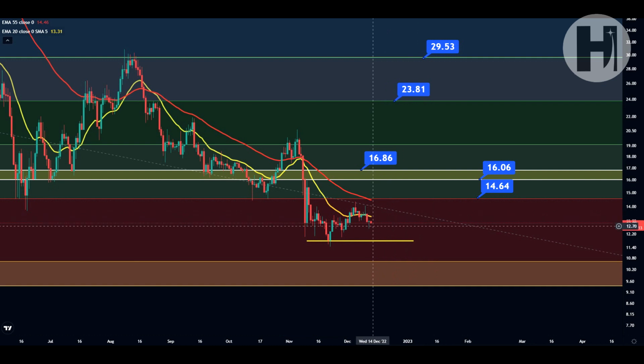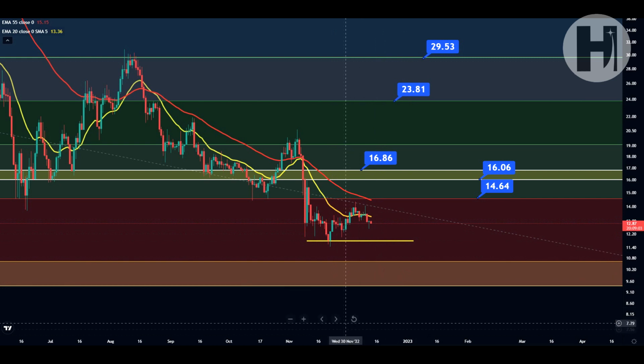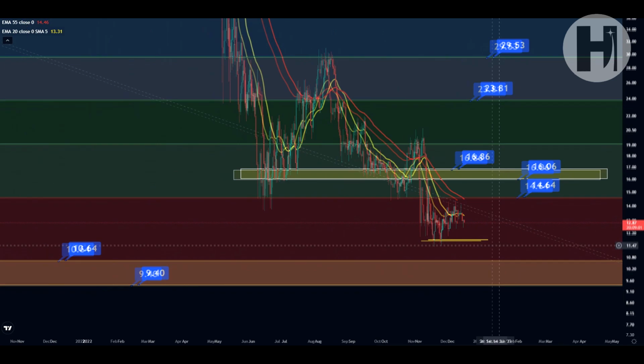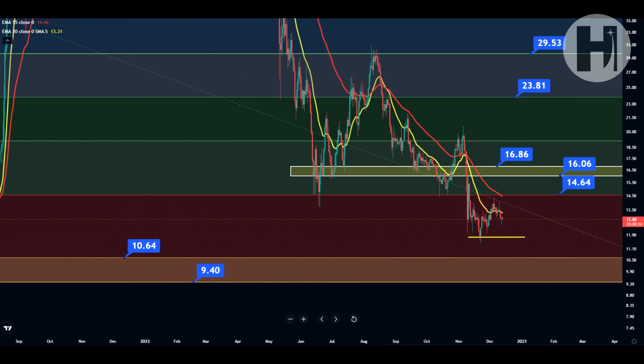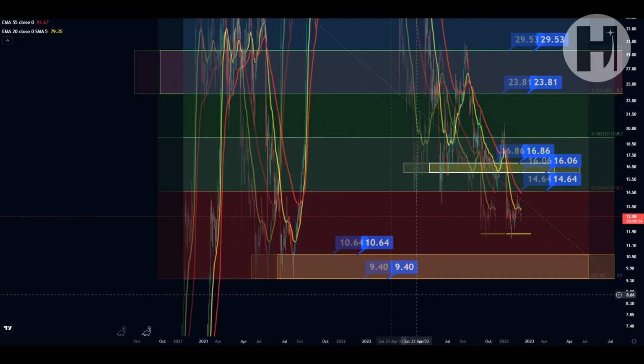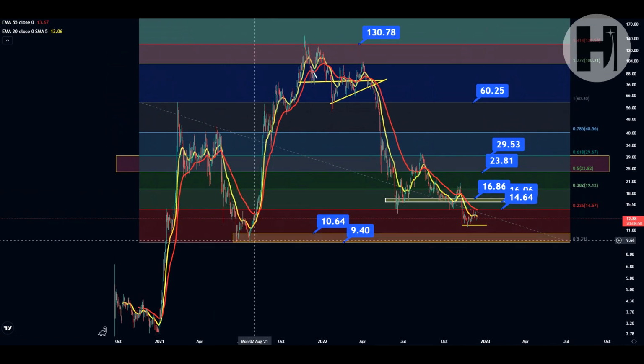21.7%, and potentially if we have that bounce off of the yellow trend line again, that's a further 8.8% move to the downside. So I would consider this a good entry spot. Now, if we go even lower, then as always, you have the support block down below from $10 to $9.40.